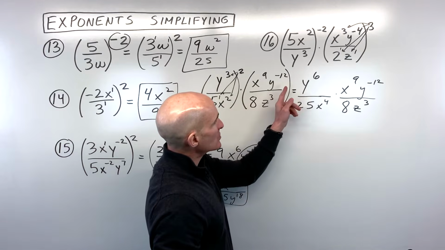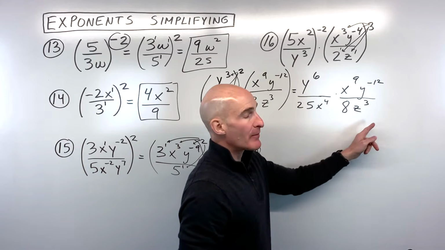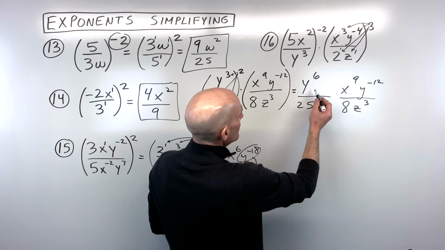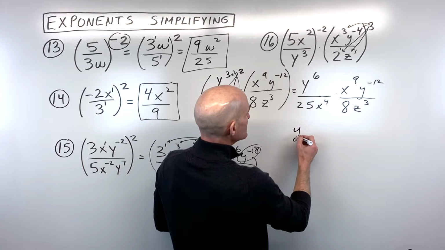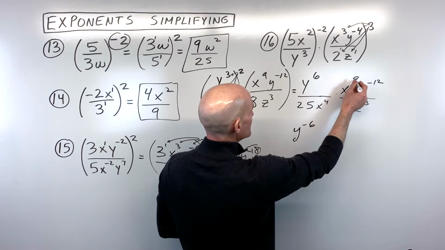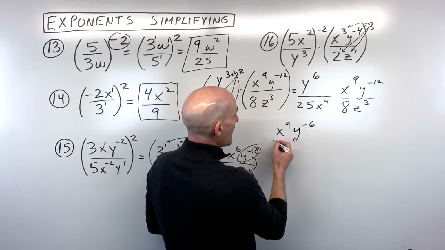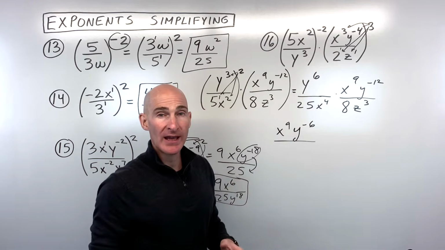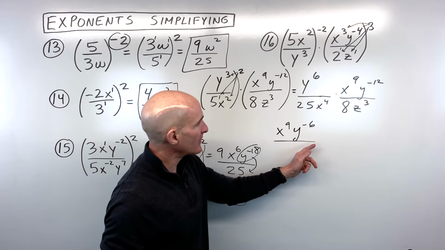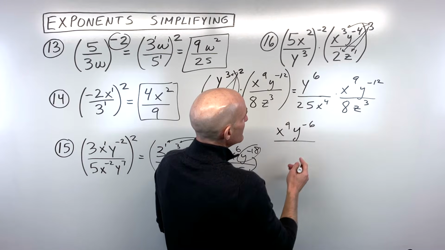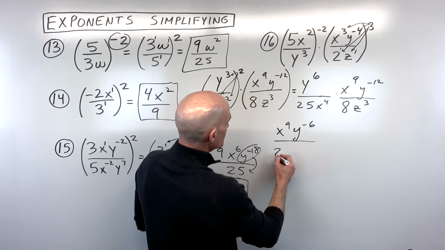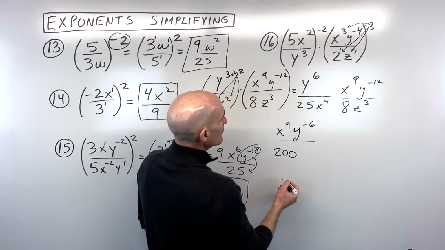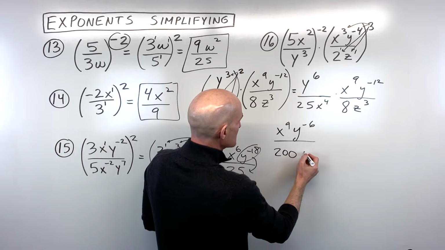Okay, now what I would do is I would just multiply the numerators together and denominators together. So if we do that, y to the 6th times y to the negative 12th is going to give us y to the negative 6th. The x to the 9th is still in the numerator. I usually like to write it in alphabetical order, like A, B, C, X, Y, Z, from left to right, like that. 25 times 8 is 200. So let's put that there. And we've got x to the 4th and z cubed.